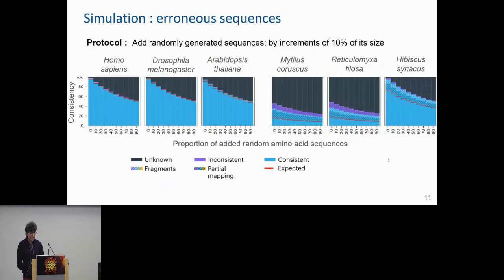In terms of consistency, we did another simulation where we generated a random protein sequence from the amino acid distributions of known proteins in the proteome, and we wanted to see if OMArk could actually detect that this sequence didn't exist. In most of our cases, the part of the proteome that was consistent was really close to the expected, which shows we can actually detect erroneous sequences that are placed. We did other simulations that I could tell you about in the questions.